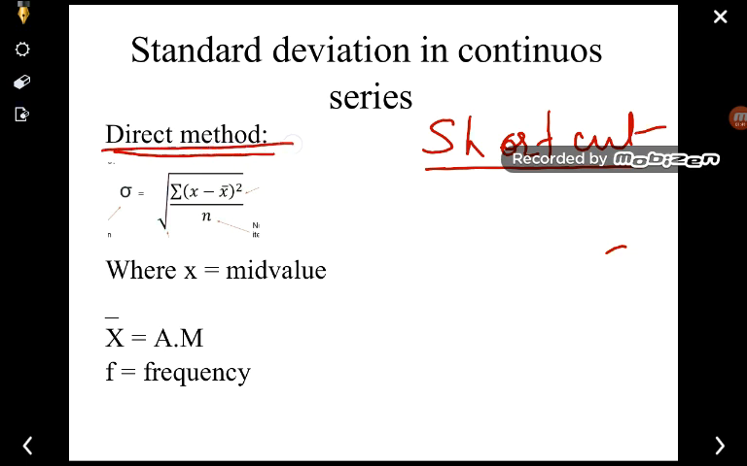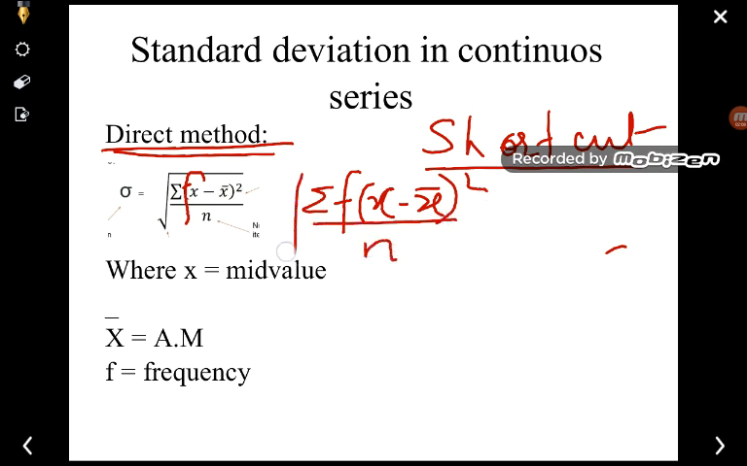In order to calculate the standard deviation in the continuous series by means of the direct method, only one thing is to be added: summation of f, then bracket x minus x bar, the whole square, divided by n. Then the square root of all those things. This is how, by means of the direct method, we can calculate for data in the continuous series.